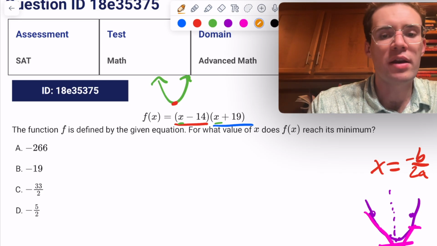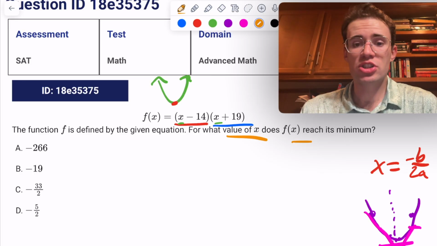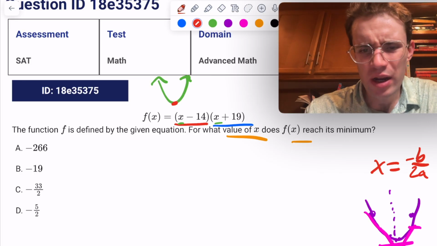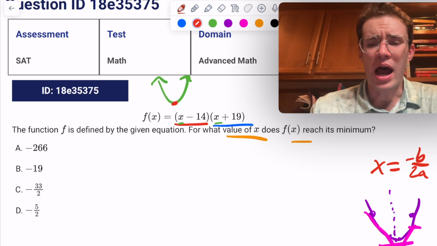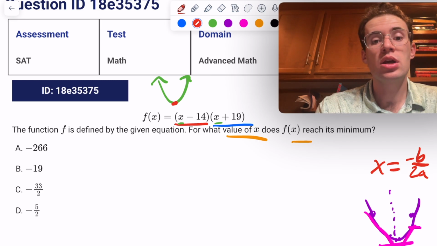So again, we're looking for what value of x does f of x reach the minimum. We don't actually need to know what the minimum is. We just need to know what x value. So for this one, because it's in factored form, I'll just find the axis of symmetry using the two zeros.